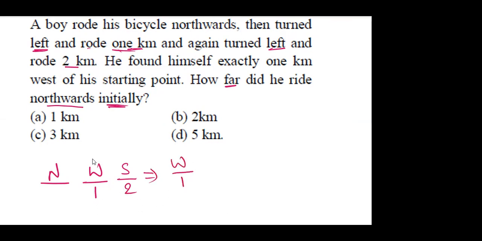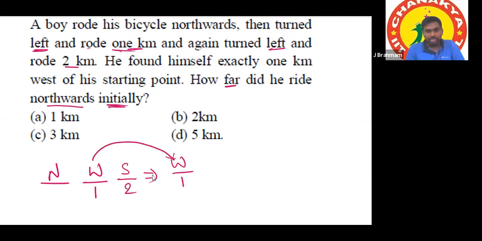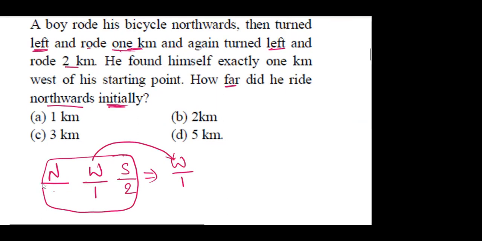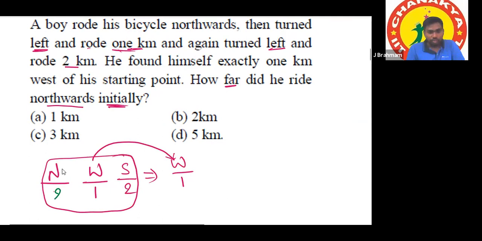So to get that result, what should be this number? It should cancel. So these two must be 2. To cancel these two, it should be 2. So the answer is 2 kilometers. Simple.